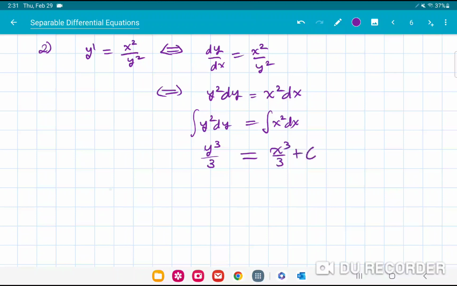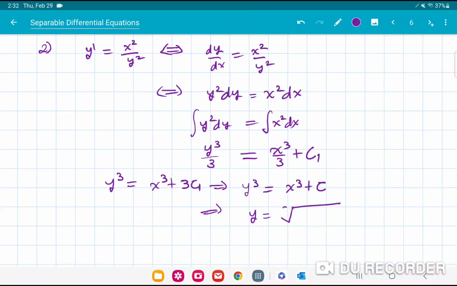Multiply everything by 3, so you get y cubed equals x cubed plus 3c. This is just another arbitrary constant, so let's call this c1 and let's call it c. So we're going to write it as y cubed equals x cubed plus c. There's just no reason to multiply c by 3. Now take the cube root. The cube root of x cubed plus c is your final answer.